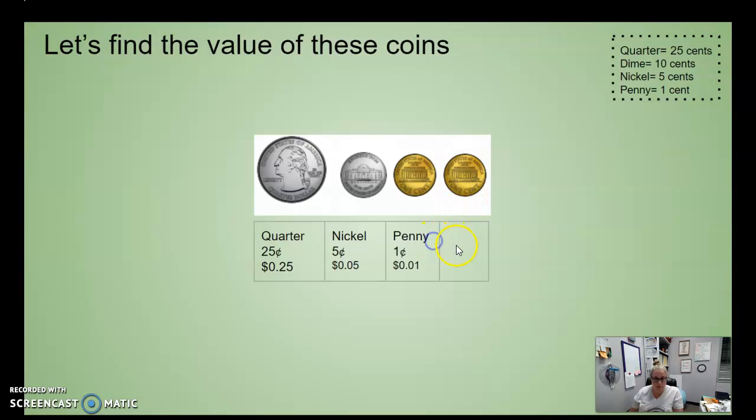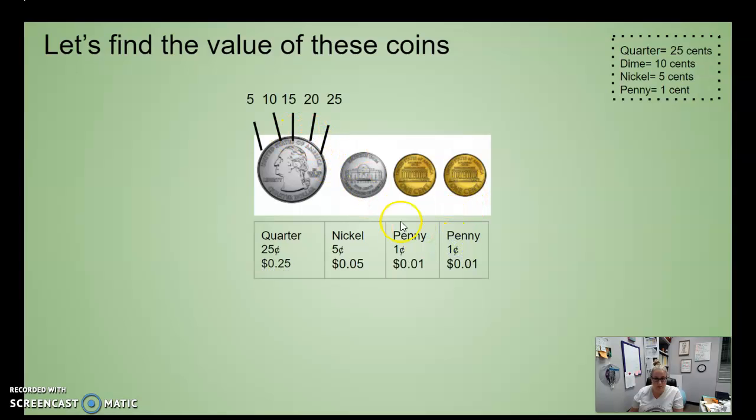That's right. These are both pennies. Oops, I clicked too many times. That's okay though. So I'm going to write my penny, 1 cent, and then dollar symbol sign 0.01.